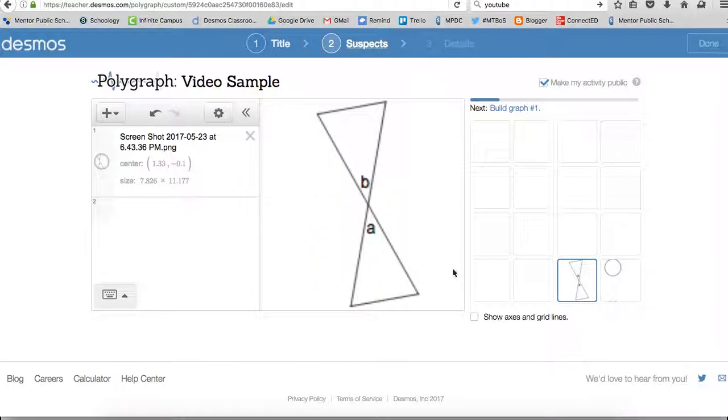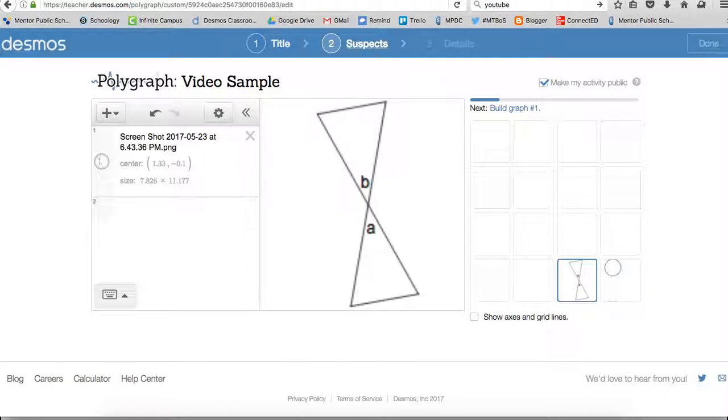After you've filled in all 16, you can go ahead and move on to the details, which is especially important if you're making your activity public. You can type a brief description and give some suggested teacher notes for other teachers on using your polygraph.